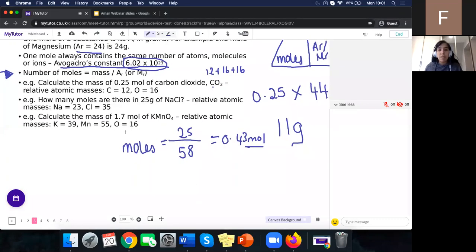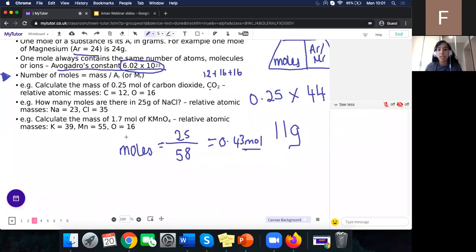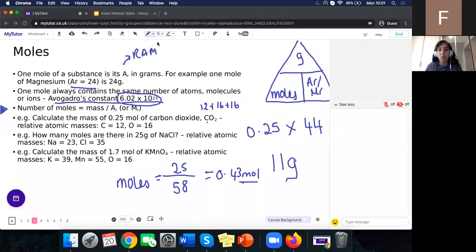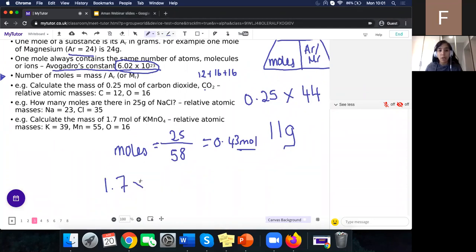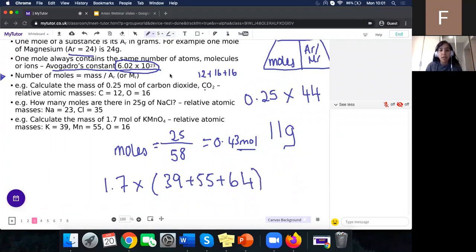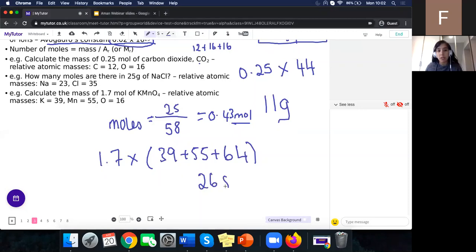Okay, the third question says, calculate the mass of 1.7 moles of potassium manganate. The relative atomic masses are there. So again, we're calculating the mass, so we need to use that the mass equals moles times the Ar or Mr. So here, the moles then, 1.7, we times by the relative formula mass. So what's the relative formula mass of potassium manganate? So potassium is 39, we add that to 55, and then we do oxygen times 4, so that's 64. So yeah, 158, well done. Okay, so 158 times 1.7, and so the answer will be 268.6. Well done. Good, so it's 268.6 grams.